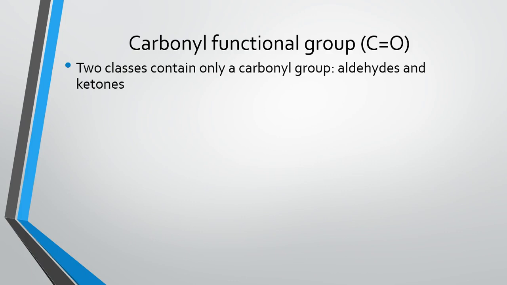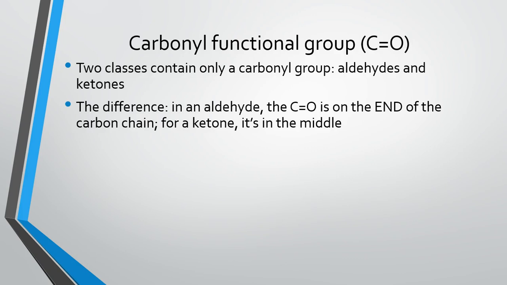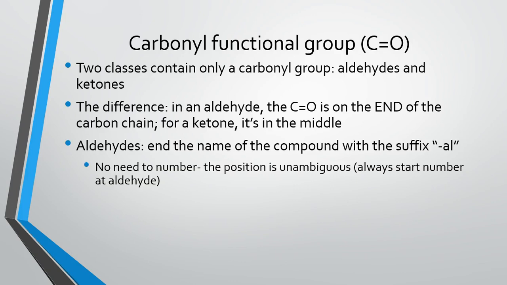Okay, moving right along, let's talk about carbonyl groups. So the carbonyl group is a carbon double bonded to an oxygen, and there are 2 classes of molecule that contain only a carbonyl group, aldehydes and ketones. So here's the difference. In an aldehyde, the carbonyl is at the end of the carbon chain. Doesn't matter which end, but as long as it's on the last carbon in the chain, that's what makes it an aldehyde. If it's a ketone, it's going to be somewhere in the middle. Doesn't matter where it is in the middle, but it has to be in the middle.